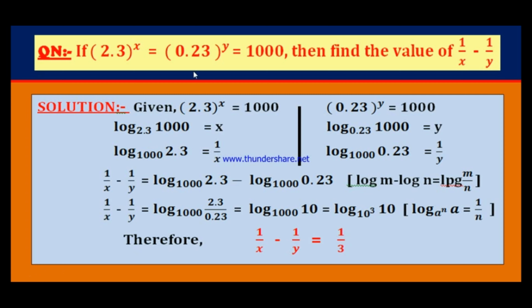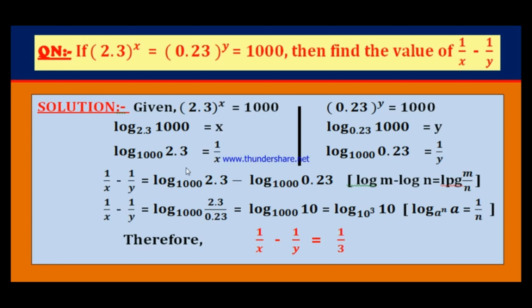Similarly, on the other side, 0.23 whole power y is equal to 1000. By writing this exponential form into logarithmic form, log 1000 to the base 0.23 is equal to y. Again, we have to find 1 by y. That is, log 0.23 to the base 1000 is equal to 1 by y. Now, let us find the value of 1 by x minus 1 by y. 1 by x minus 1 by y is equal to log 2.3 to the base 1000 minus log 0.23 to the base 1000.